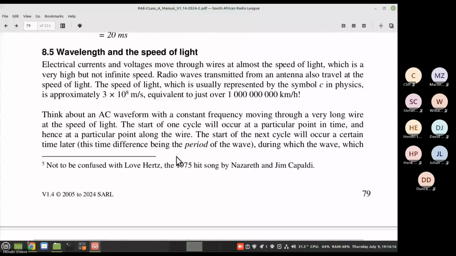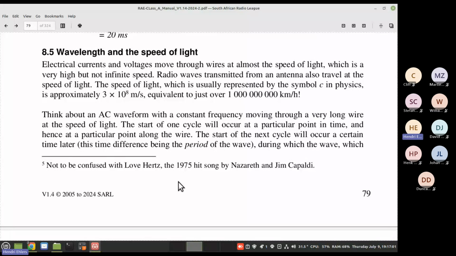Electrical current and voltages move through wires at almost the speed of light, which is a very high but not infinite speed. Radio waves transmitted from an antenna also travel at the speed of light. The speed of light, usually represented by the symbol c in physics, is approximately 3 times 10 to the 8 meters per second. That's very fast.